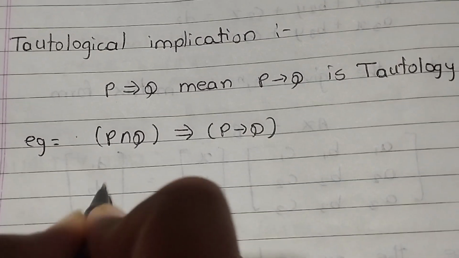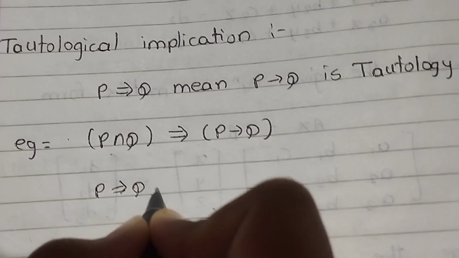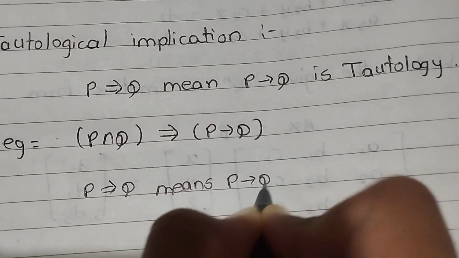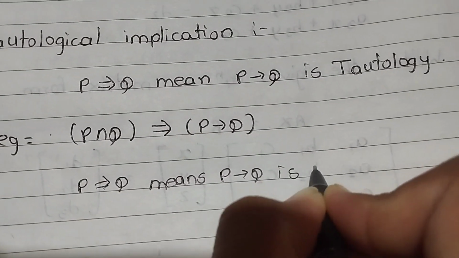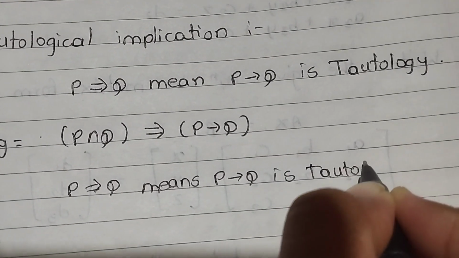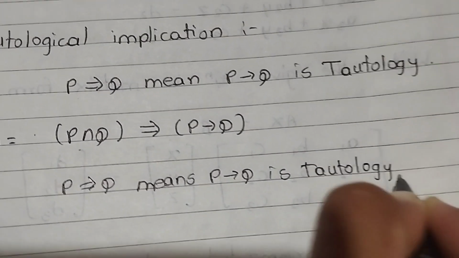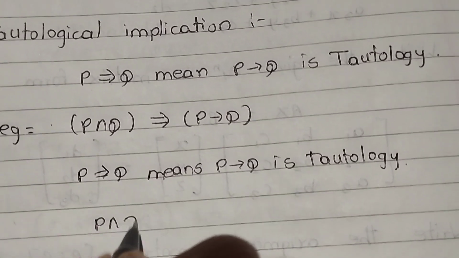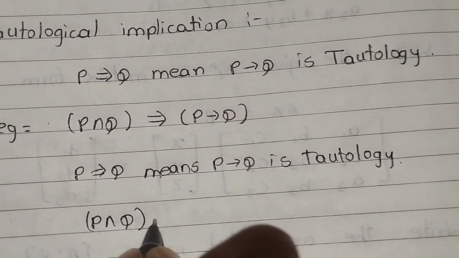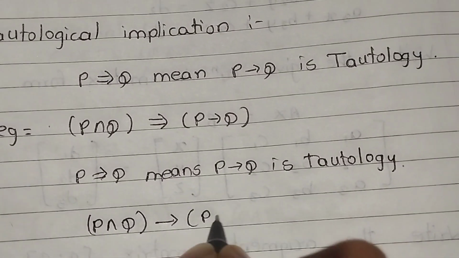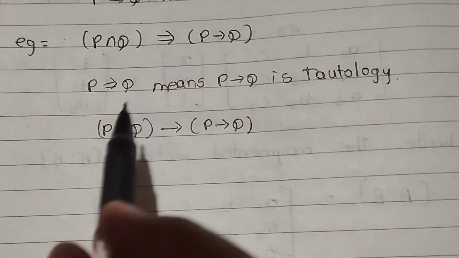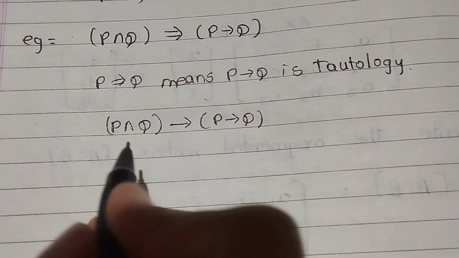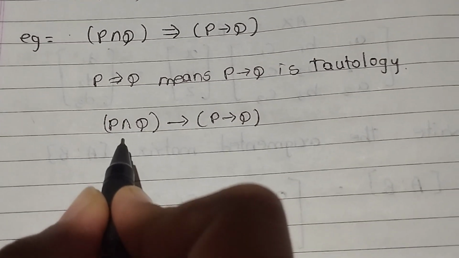So we know P implies Q means P conditional with Q is a tautology. On this basis we write the equation: P and Q conditional P and Q. Now our target is to find out the result as T. So let's start to solve.